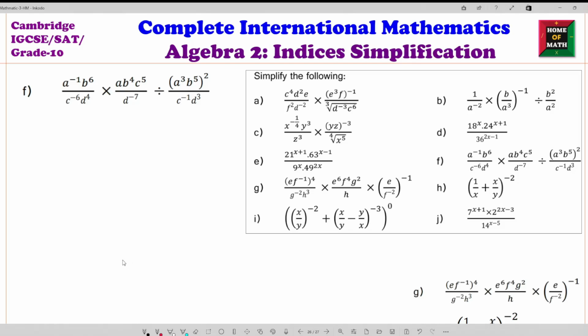Number F. We will simplify these indices. In the last video we already completed A, B, C, D and E. In this video we are starting from F.